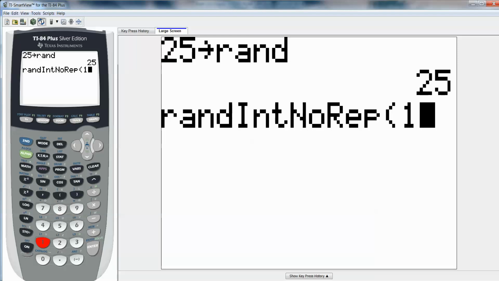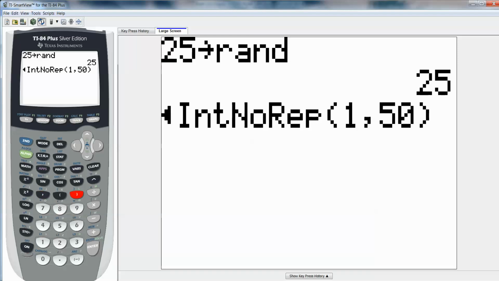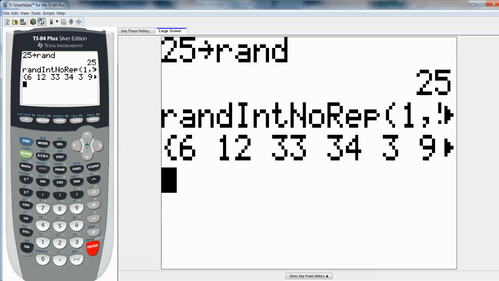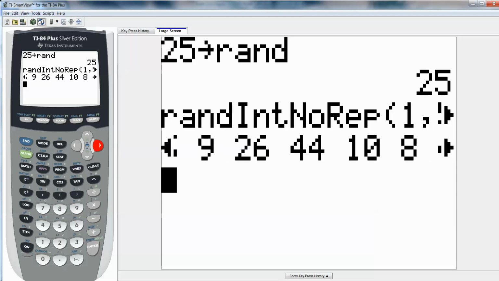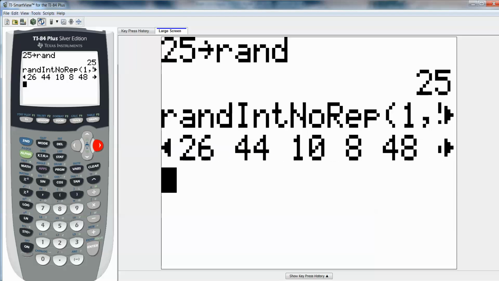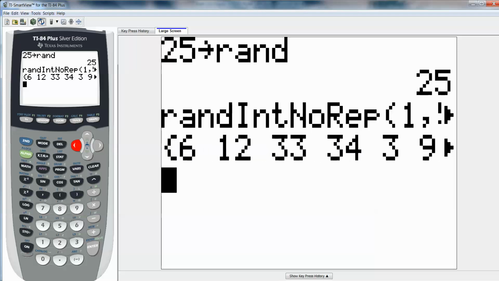And that's 1, 50. And you cannot enter the 10 like you can in the color calculator. You have to be just here, 1, 50, enter. And there you have it, 6, 12, 33, 34, 3, 9, and so on. So pick just the first 10 numbers. It actually is doing all 50 numbers in an order. So you just need the first 10 of them, and then you have your sample.